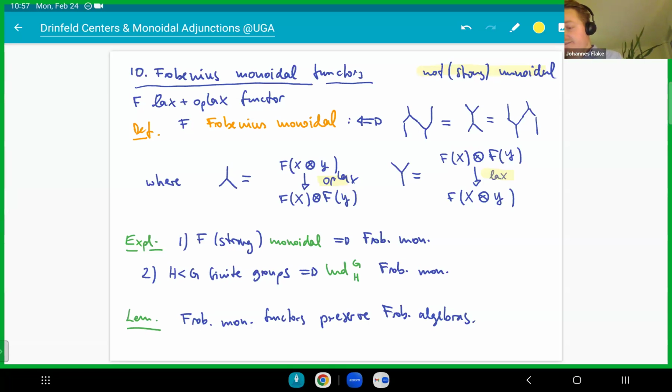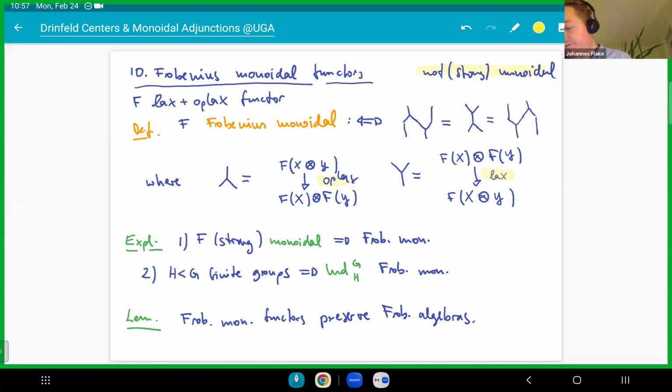So, for instance, every strong monoidal functor is Frobenius monoidal. And also, it is known that for finite groups, the induction functor is Frobenius monoidal. We saw already that it's Lax and oplax monoidal, but indeed there is a compatibility between these two parts.